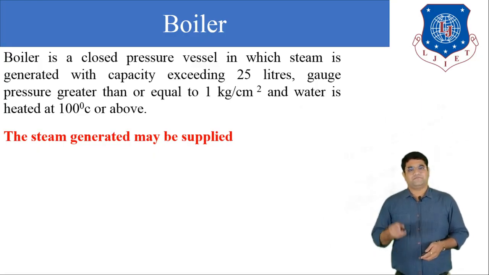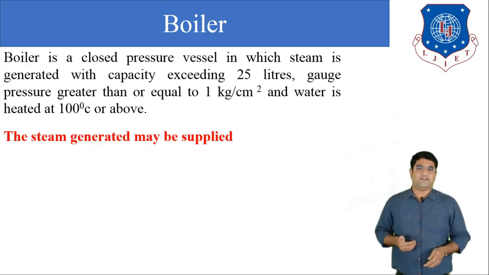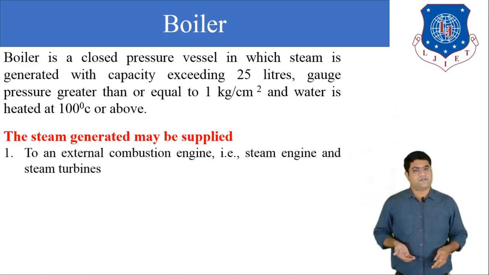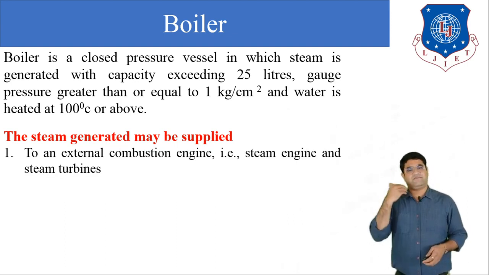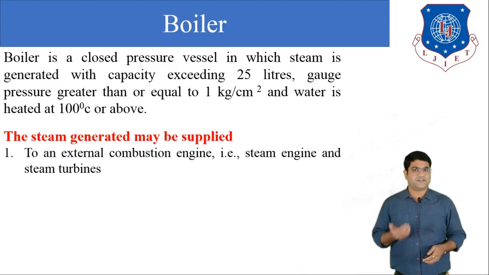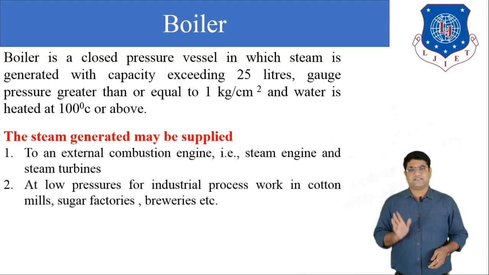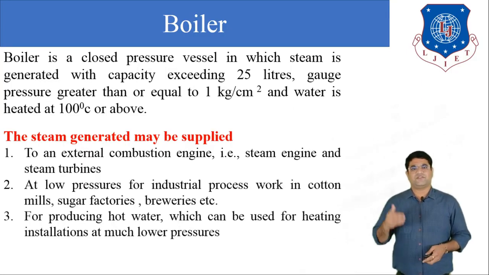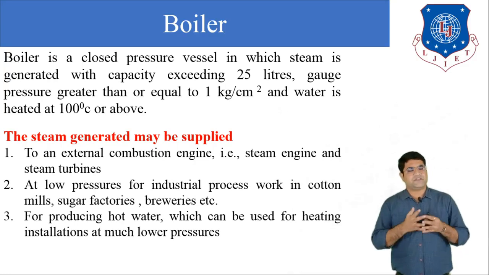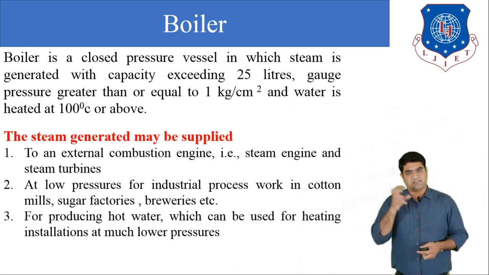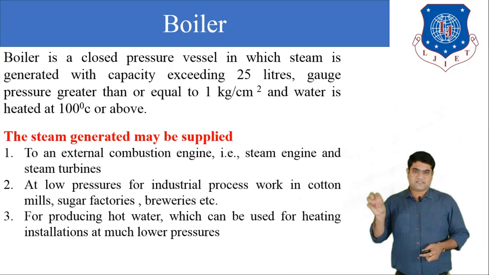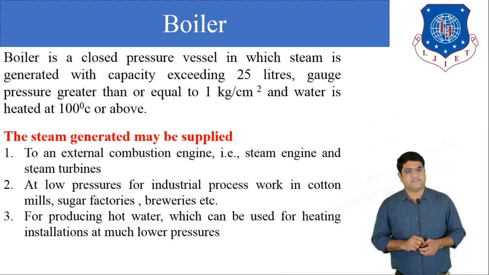Now the steam which is generated in the boiler can be used for different purposes. We know that steam is used to rotate the turbine, and then we can generate electricity from the rotating turbine. These are some applications of the steam. The first application is that it is used to run the external combustion engine or the steam engine. We know that locomotive engines are run by steam. So it is used to run the external combustion engine.